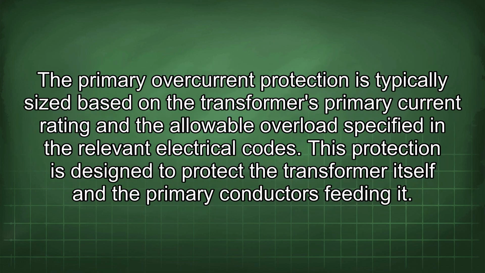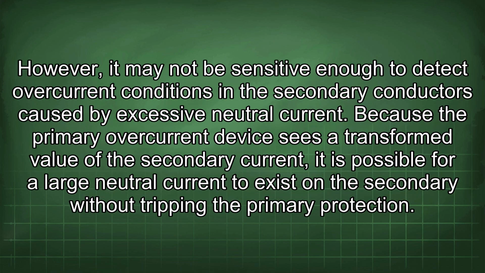The primary overcurrent protection is typically sized based on the transformer's primary current rating and the allowable overload specified in the relevant electrical codes. This protection is designed to protect the transformer itself and the primary conductors feeding it. However, it may not be sensitive enough to detect overcurrent conditions in the secondary conductors caused by excessive neutral current. Because the primary overcurrent device sees a transformed value of the secondary current, it is possible for a large neutral current to exist on the secondary without tripping the primary protection.